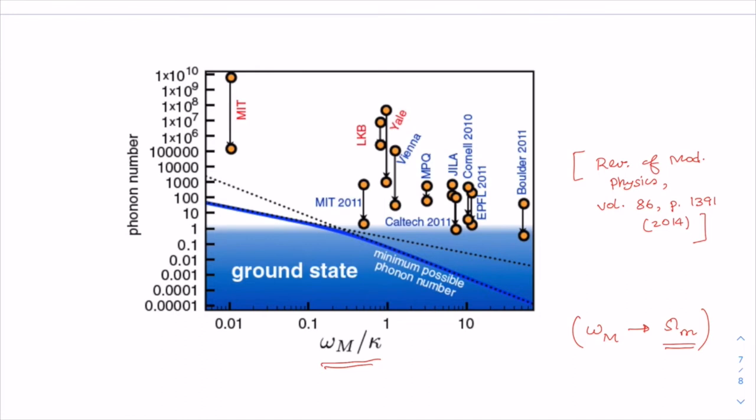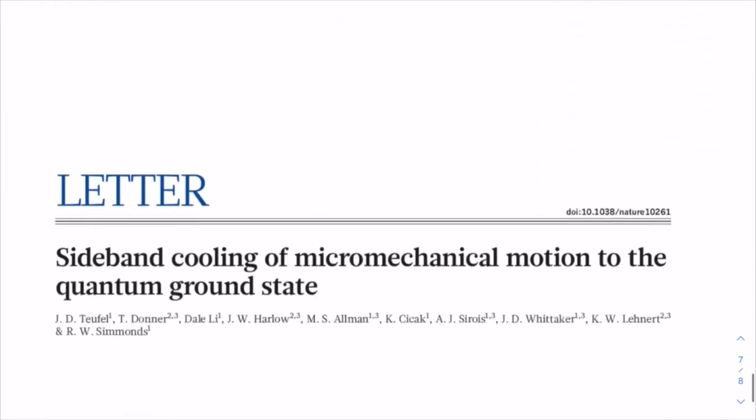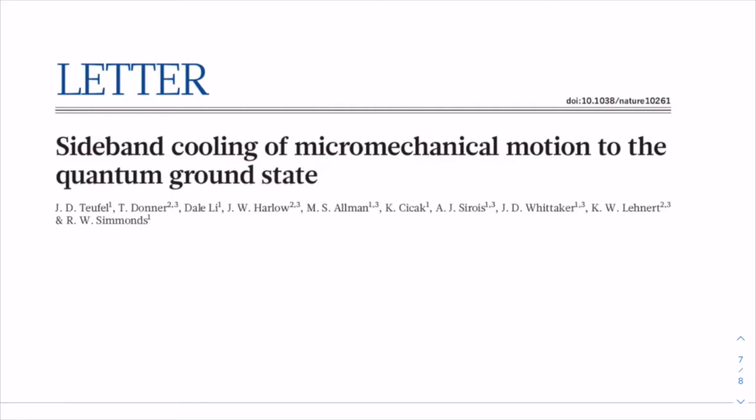and one group from MIT started with an initial phonon number around 10 to the power 10 in the logarithmic scale, and they were able to suppress it to this number. On the other hand, another group at the University of Colorado at Boulder, I'm talking about the last one, started with a phonon number around 10 squared in the logarithmic scale, and they suppressed it to 1 in the log scale, which is 10 in the linear scale. So this is a landmark experiment, and this was reported in this Nature Physics journal. Actually, it is Nature journal, not Nature Physics.